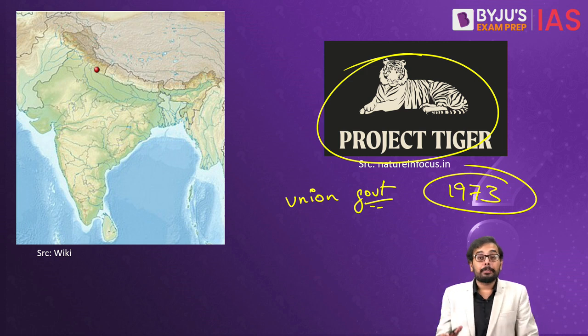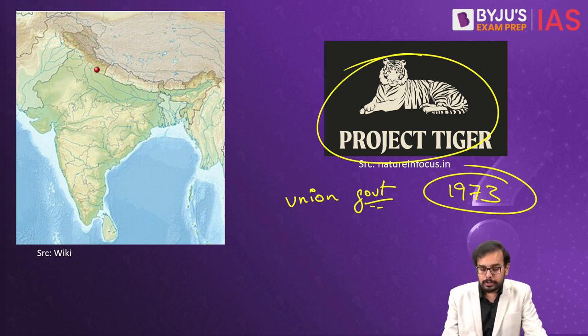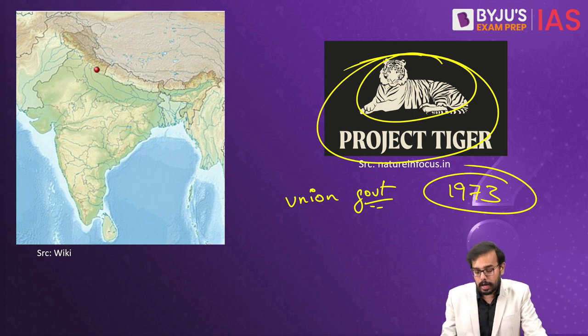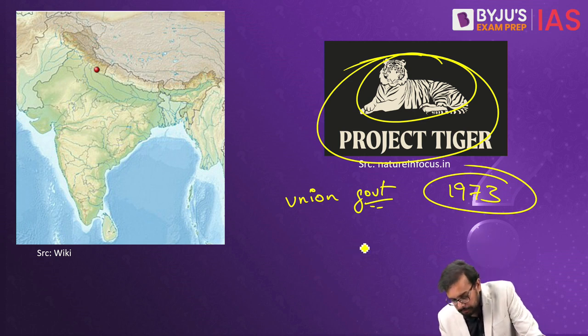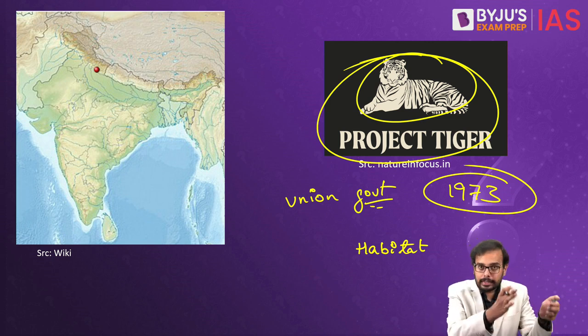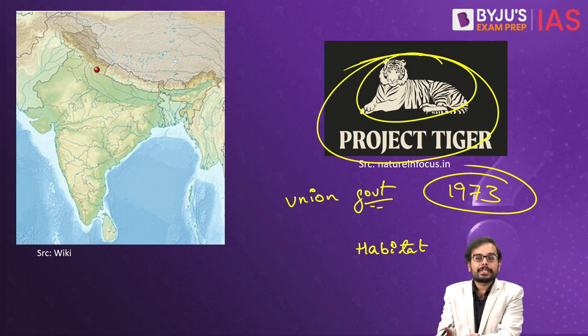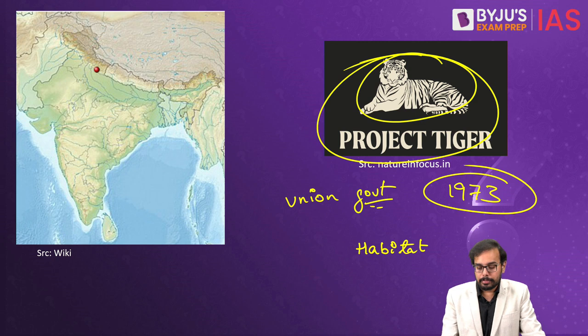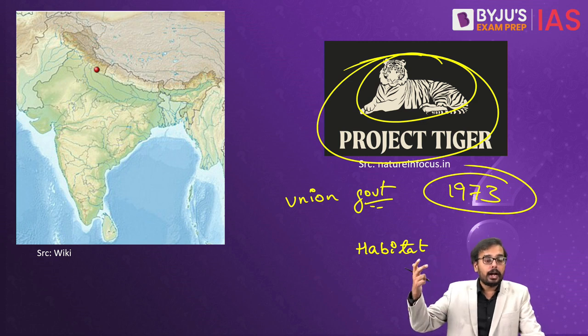The aim of the project, again be very careful over here, is not just to conserve the tiger. Conserving the tiger is one of the main aims of Project Tiger, but along with conserving the tiger, we should also protect the tiger habitat. What is tiger habitat? It is the place where the tiger lives. So these are the two aspects of Project Tiger. It is one of the most successful environmental projects in independent India, so you should know the details. Launched in 1973, it aims to protect the tiger and its habitat.